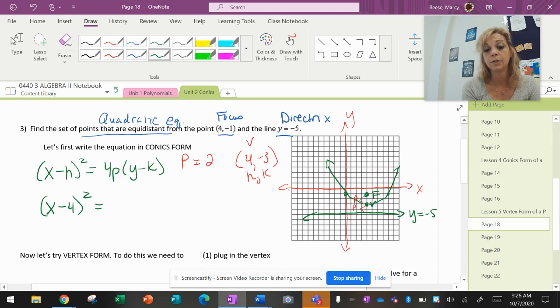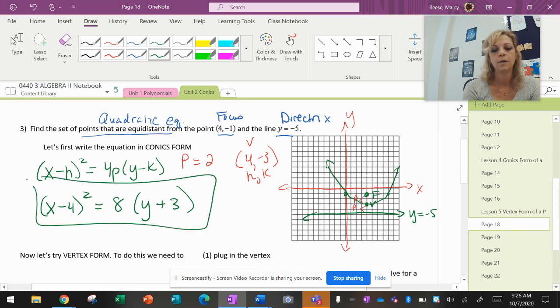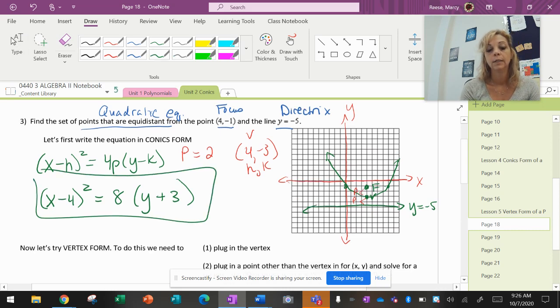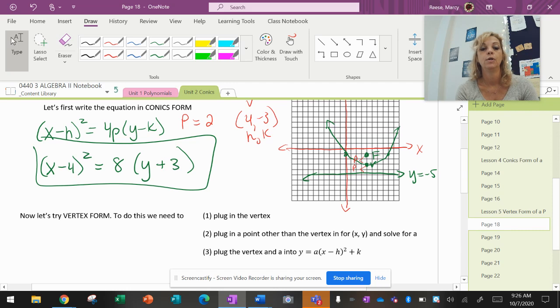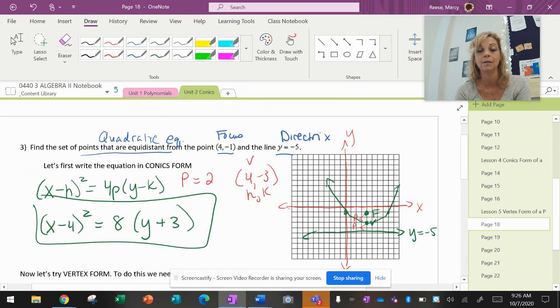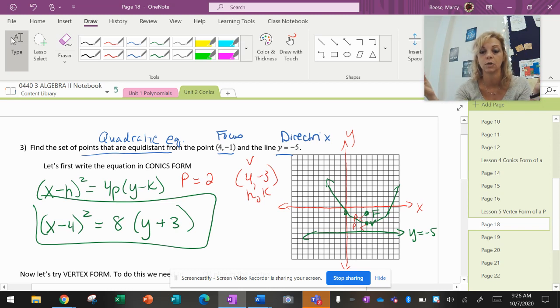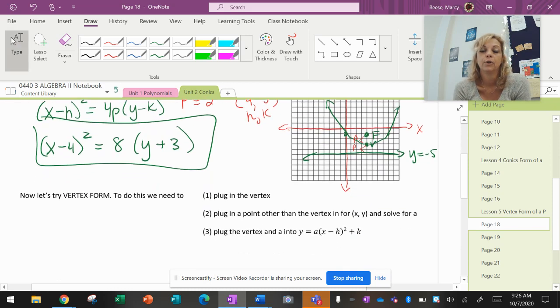I know the p is 2, and I'm going to double it, and it's going to be positive because it opens up. And I know the k is 3, so it's going to go in as a positive 3. And there is my conic, okay? Now, I got the conic from all that information. That represents the set of points that's equidistant from a focus and a directrix. I answered that question. Now I want you to try and put it in vertex form.